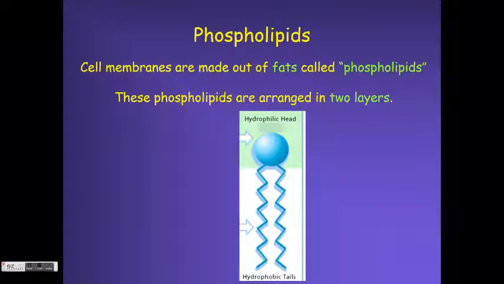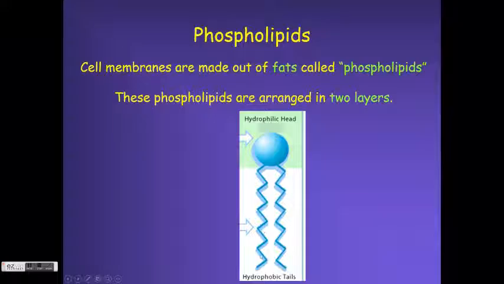Phospholipids. When we say phospholipids, it's a fancy way of saying fats, though there are a whole bunch of different types of fats. This just happens to be one of them. The cell membranes are made out of these fats called phospholipids. In your notes, it's worth diagramming what this phospholipid looks like: a circular part on top, at least the way we sketch it, and then two tails coming off.